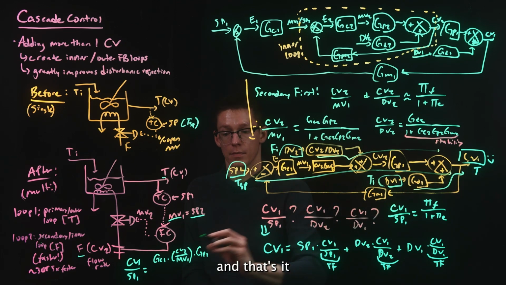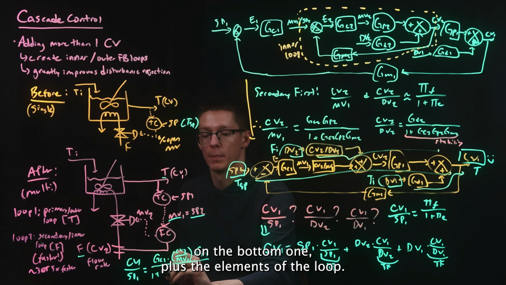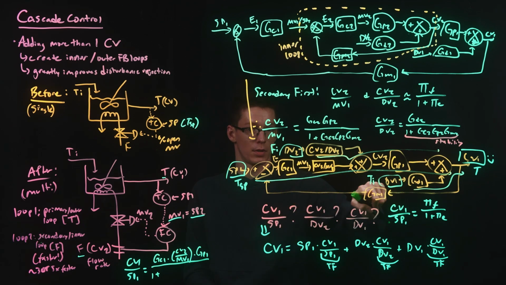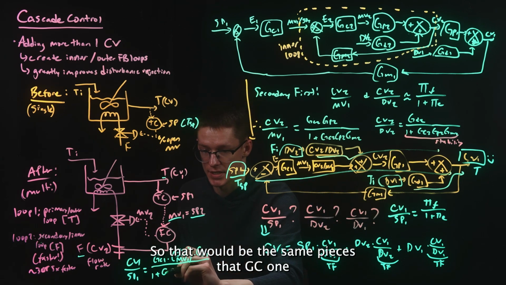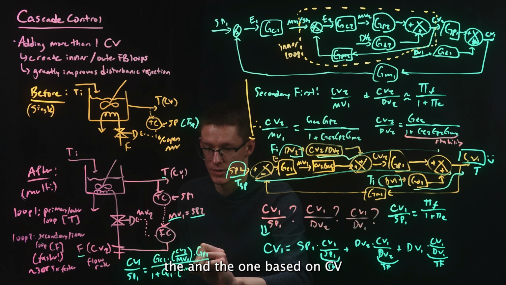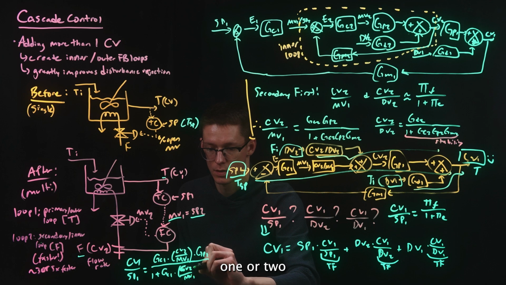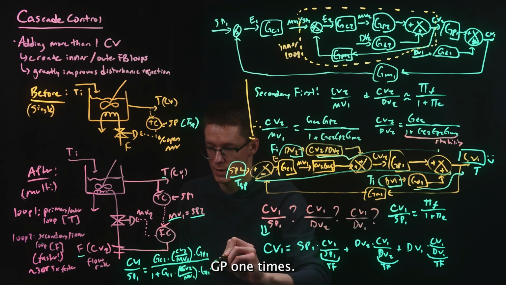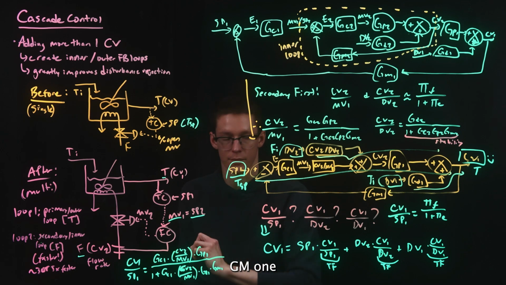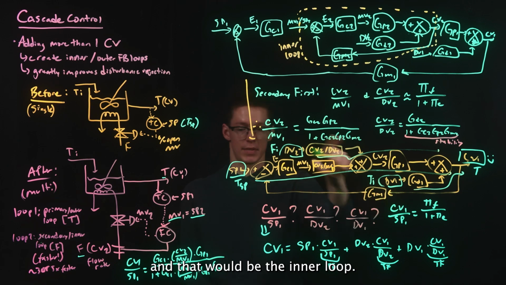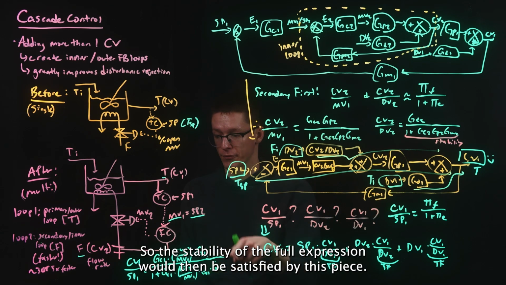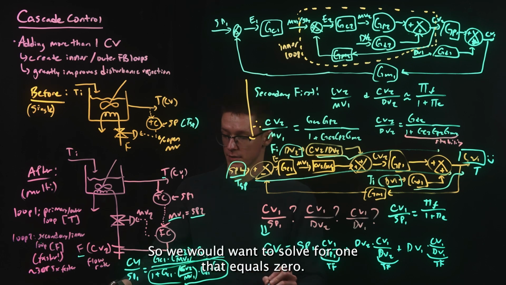And that's it. On the bottom, 1 plus the elements of the loop. So that would be the same piece as the GC1, the MV1 based on CV1 from 2, times GP1 times GM1. And that would be the inner loop. So the stability of the full expression would then be satisfied by this piece. So we would want to solve for when that equals 0.